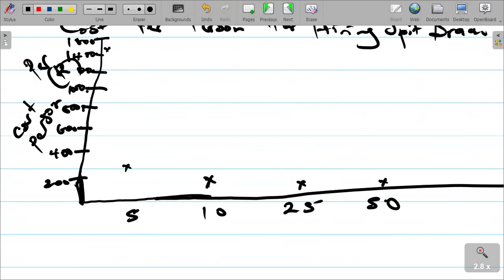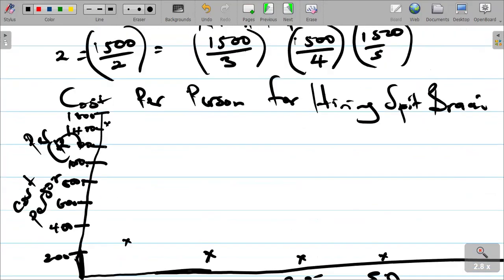So that is our graph that we are going to draw here. We have got a graph that is going to be in this format. It is falling, and then it comes down like that. That's our graph.